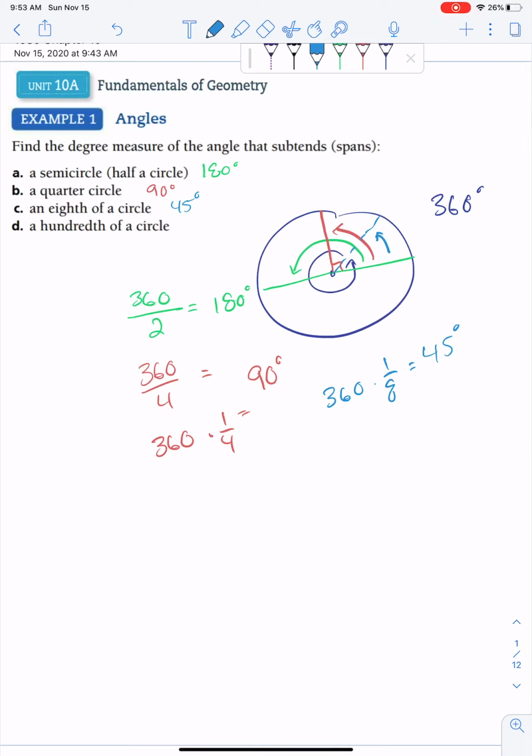Now, 1/100th of a circle. I'm not going to draw it because my picture's already a little bit messy, but instead of going all the way around my circle, I'm going 1/100th of the way. So I'm going to times this by 1/100, which comes out to be 360 over 100, which is 3.6 degrees. So 1/100th of a circle is just 1/100 times the full circle, 360 degrees. Okay, moving on.